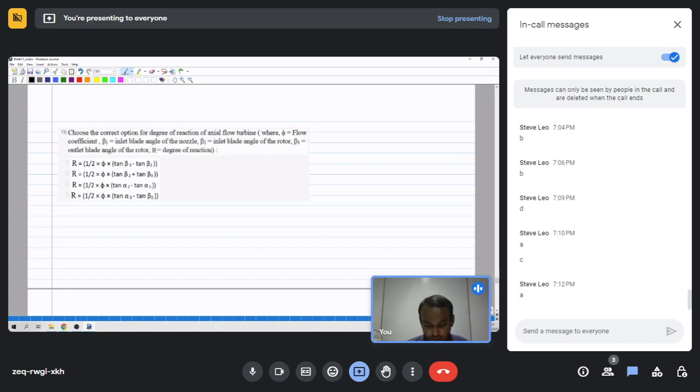Choose the correct option for the degree of reaction of an axial flow turbine, where phi represents the flow coefficient, beta 1 is the inlet blade angle of the nozzle, beta 2 is the inlet blade angle of the rotor, beta 3 is the outlet blade angle of the rotor, and R is the degree of reaction. So A is the correct answer.